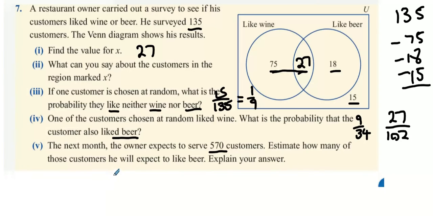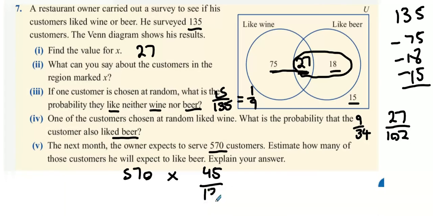The next month, the owner expects to serve 570 customers. Estimate how many of those customers he'll expect to like beer. How many people like beer? 18 plus 27. He's expecting 45 people out of every 135 to like beer. What's 45 over 135? He's expecting 1 out of every 3 people to like beer. Then 570 by a third, he's expecting 190 people to want the beer. Everybody cool with that? Any questions?